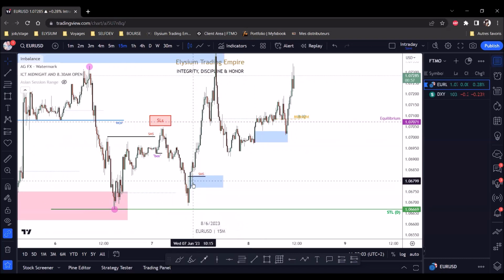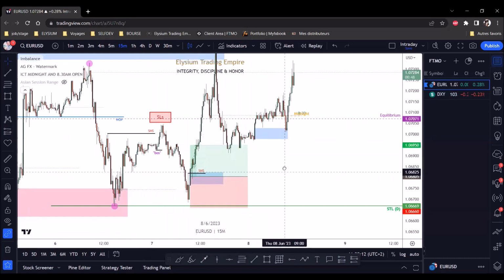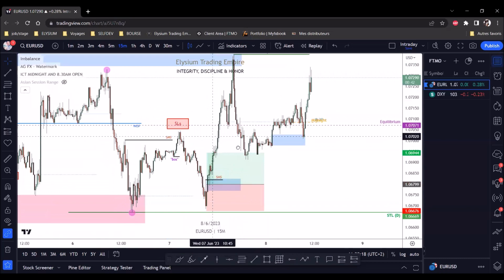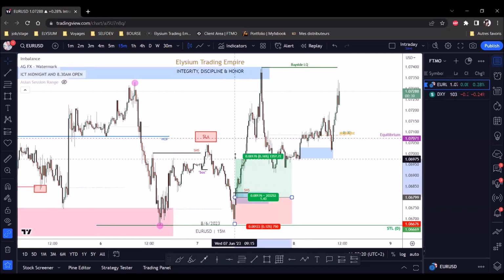You could say 10 pips stop loss, something like this, a little bit more. It's okay because you know there is a lot of potential. Let's say you trade from the middle of the fair value gap. Or you could trade on a lower time frame, in the 1 minute. I'm sure you could find many entries.